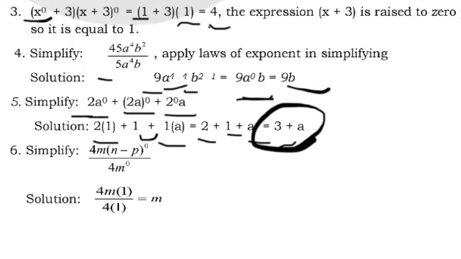Number 6, simplify 4m times the quantity of n minus p to the power of 0 over 4m to the power of 0. Okay, so n minus p is enclosed with parentheses, raised to the power of 0. So it means it is equal to 1. So you're going to have 4m times 1. Then in the denominator, m to the power of 0 is equal to 1. So you're going to have 4 times 1. Okay, so you have here 4m over 4. 4 divided by 4 is 1. So 1 times m is m.